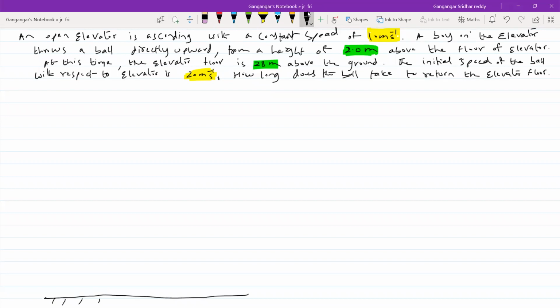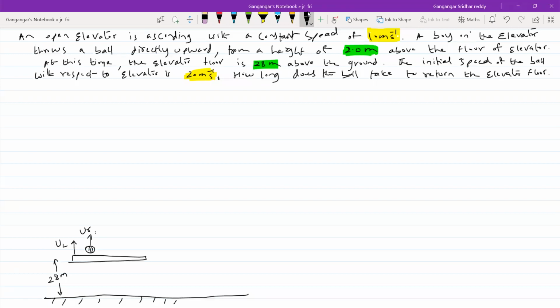Okay, there's a ground. There's an elevator at a height of 28 meters. Here the ball is projected with a velocity UR. What is the velocity of the elevator? It's constant. It will move with a constant speed UL, which is given, ascending with a constant speed of 10 meters per second.